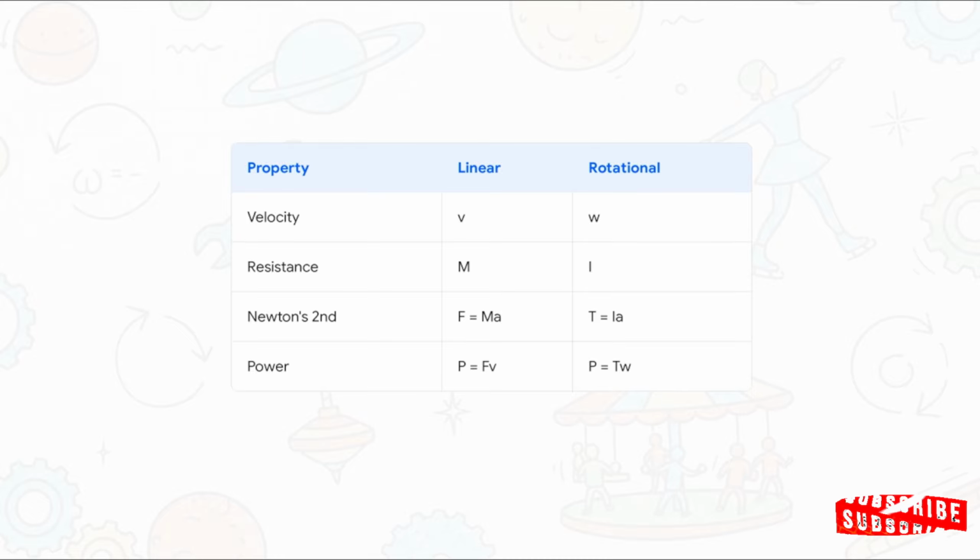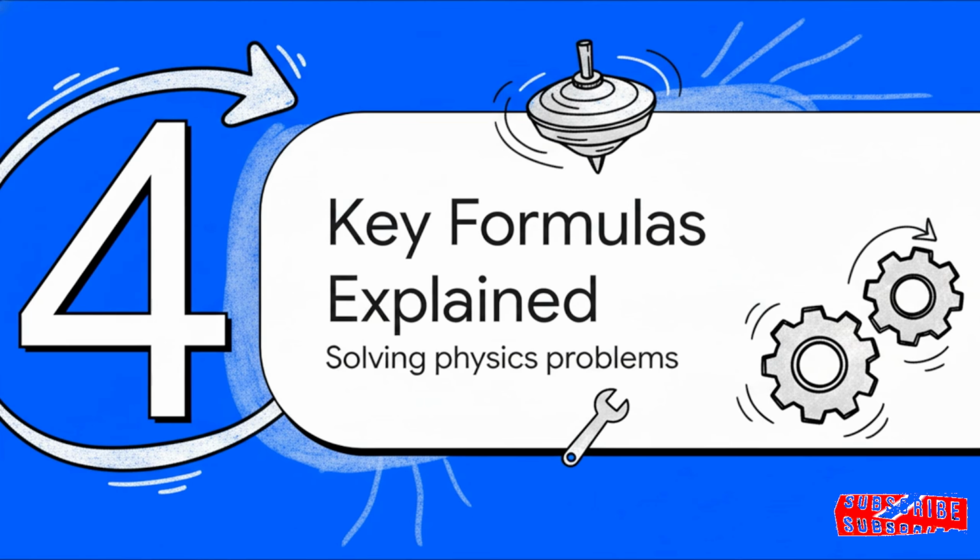Displacement x becomes angle theta. Linear velocity v becomes angular velocity omega. Mass transforms into moment of inertia. Force becomes torque. The universe is playing by the exact same mathematical rules, whether you're moving in a straight line or spinning in a circle. It's awesome. Section 4, key formulas explained.